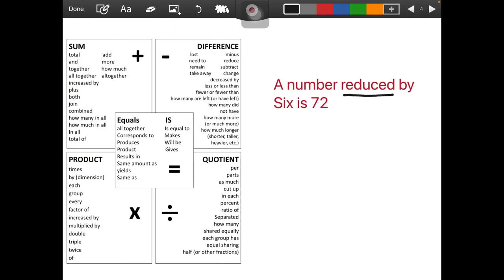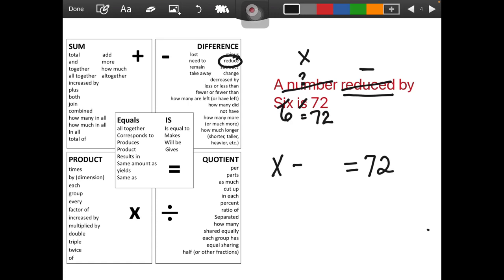"A number reduced," well, reduced down over here means subtraction. So reduced means subtraction. So I can go ahead and put my subtraction there. And again, I have a number. And just like before, I don't know the number, so I'm going to put an x. So a number reduced by 6 is 72. Okay, so subtraction is a little bit tricky because you have to flip the order it's in. Okay, well, no matter what, I know it's going to equal 72. But my number is being reduced by 6. And it's not 6 being reduced by the number. So it would be my number minus 6 is going to equal 72. Okay, remember, subtraction can be tricky.